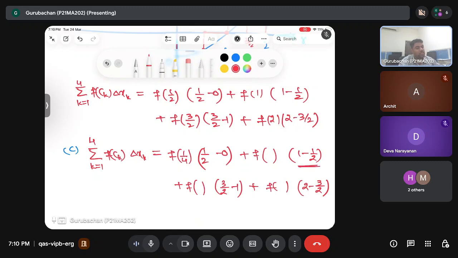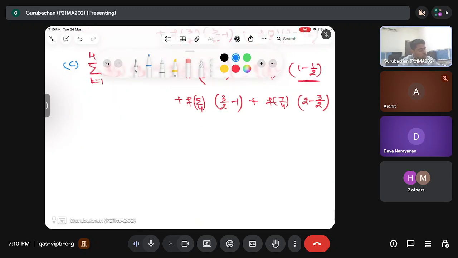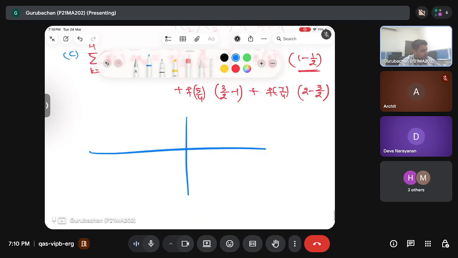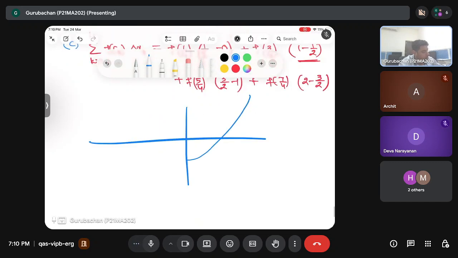The next interval is half to 1, so its length is half, and the midpoint is 3 by 4. The midpoint of 1 to 3 by 2 will be 5 by 4, and this will be 7 by 4. So you just need to draw the rectangles according to these midpoints. So it will be like this. Just a second please.